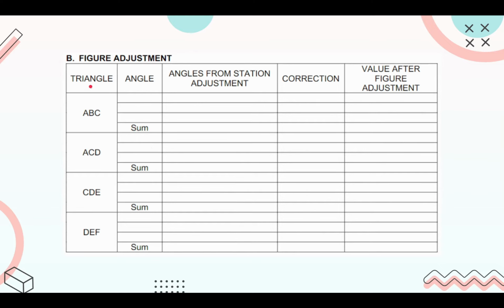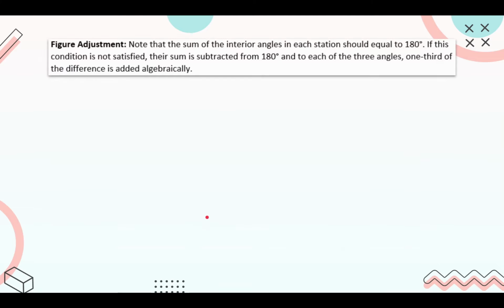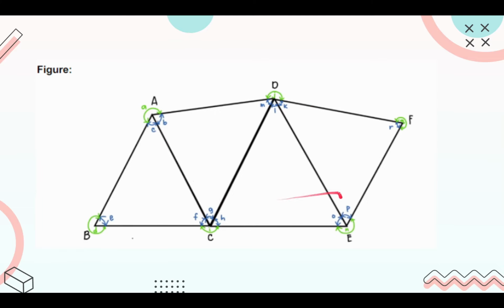As you can see, we are now solving for the adjustment as a triangle and not as a station anymore. So we have triangle ABC, ACD, CDE, and DEF. To further visualize these triangles, I will present the figure once again. So this is triangle ABC, and this is triangle ACD, and triangle CDE, and DEF. For clarification, the order of the letters in labeling the triangle may be interchanged.